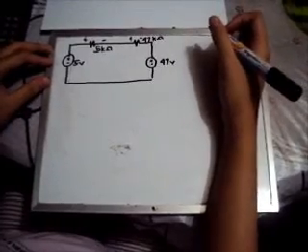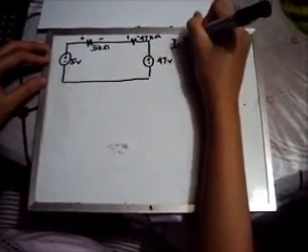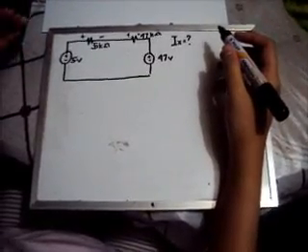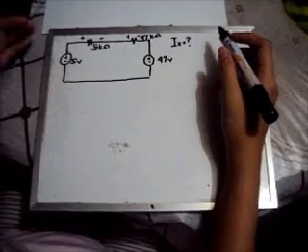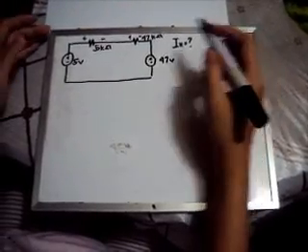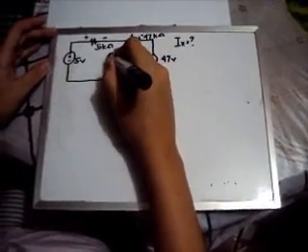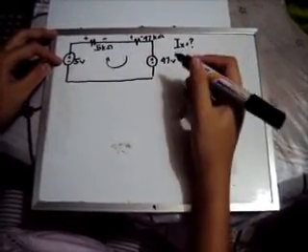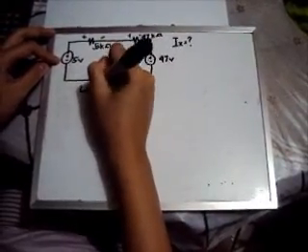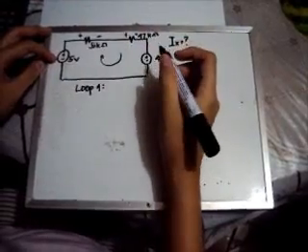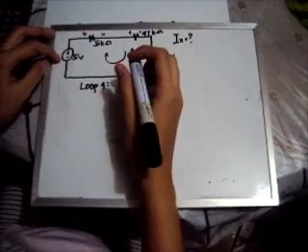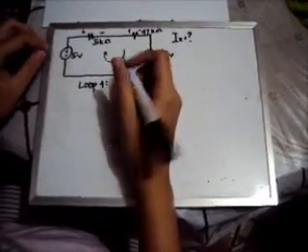So in order to find Ix, we must use KVL, or Kirchhoff's voltage law. So this is our loop 1. Our loop 1 is negative 5 volts, since it enters the 5 volt source at its negative terminal. Its sign will be negative.